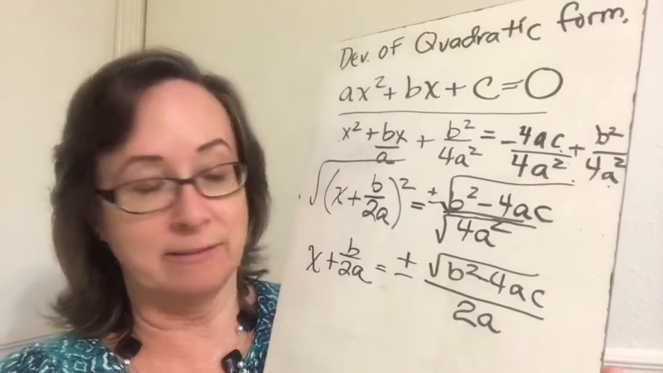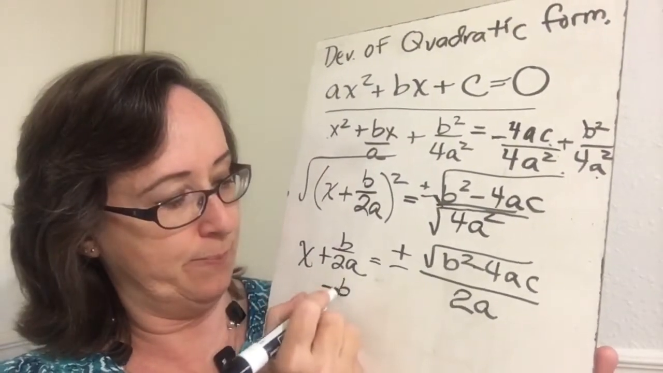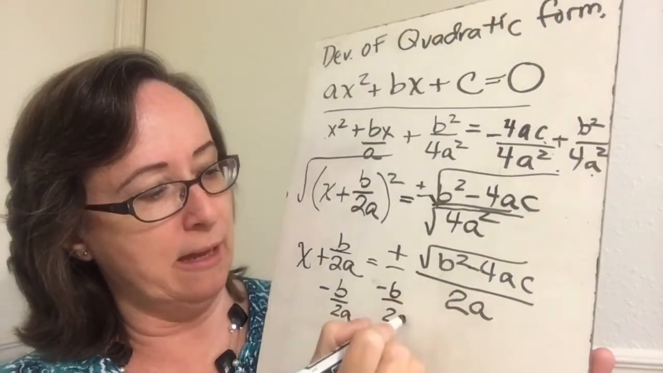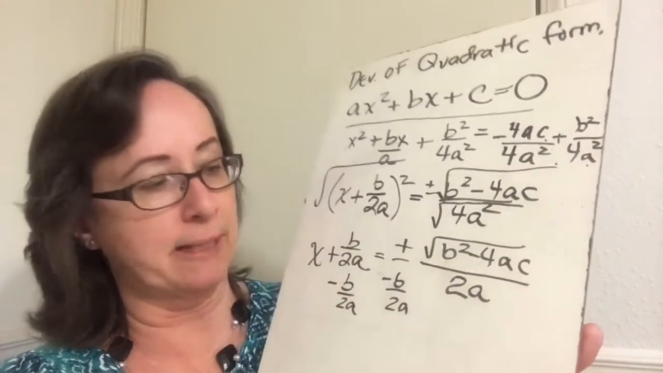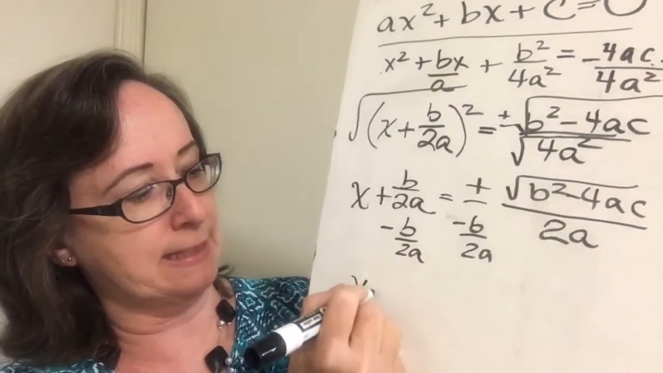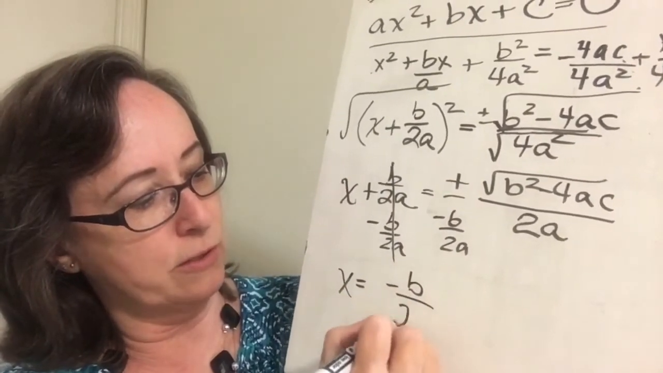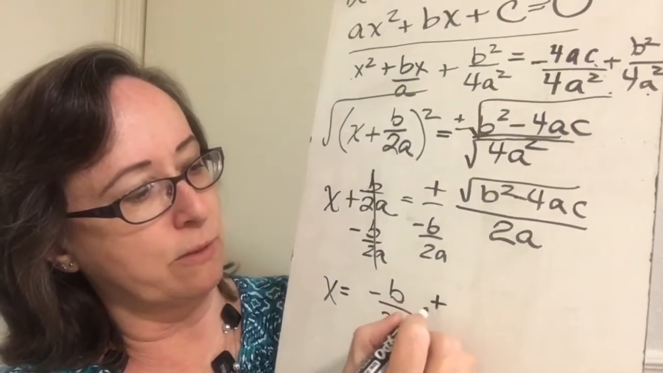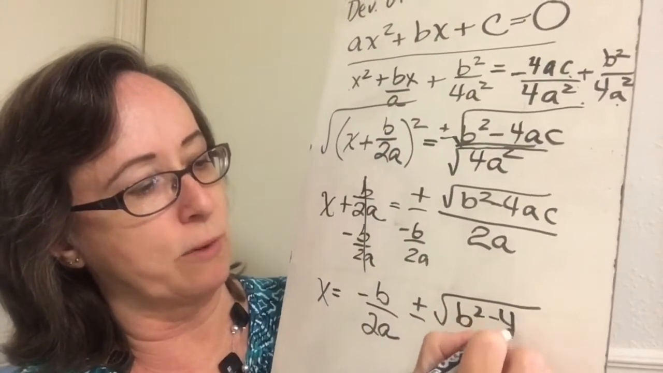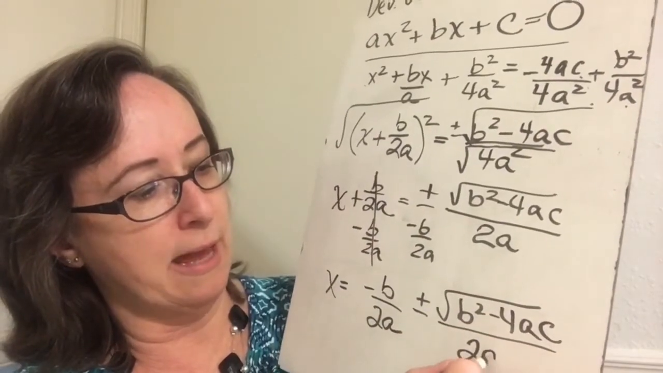Last step. So now I'm going to subtract the b over 2a right in front of my plus and minus. And my final answer is x equals negative b over 2a plus or minus the square root of b squared minus 4ac all over 2a.